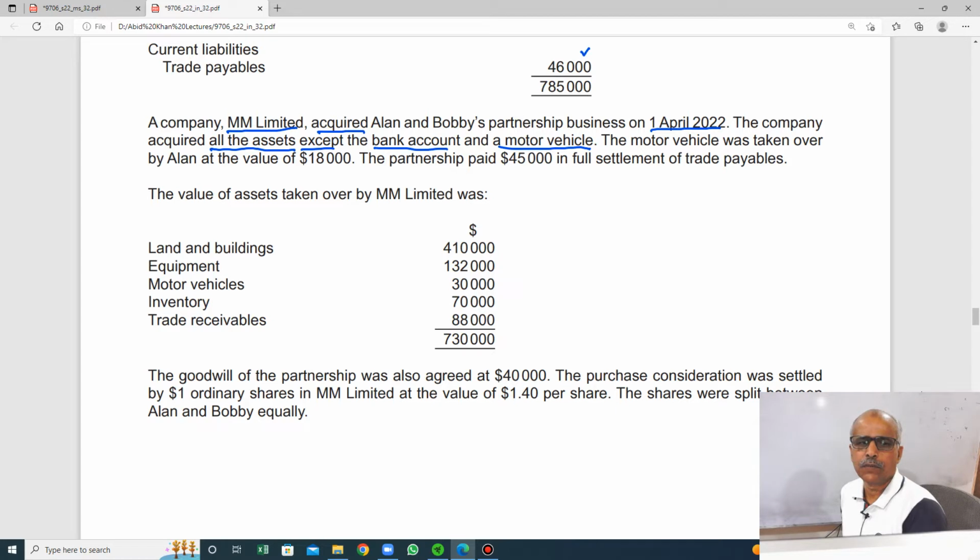Carefully read the question. MM Limited is not taking all assets and liabilities of the business. Very carefully see, it is acquiring only assets. They are not acquiring liabilities because no mention of liabilities is here. And even in assets, the bank account and motor vehicle they are not taking over. The motor vehicle was taken over by Ellen at 18,000. Ellen has got this vehicle. The partnership paid 45,000 in full settlement of the amount, which was 46,000, and they settled it finally at 45,000.